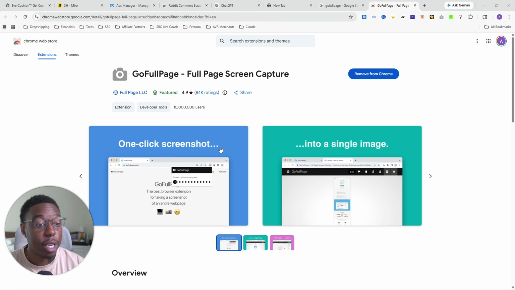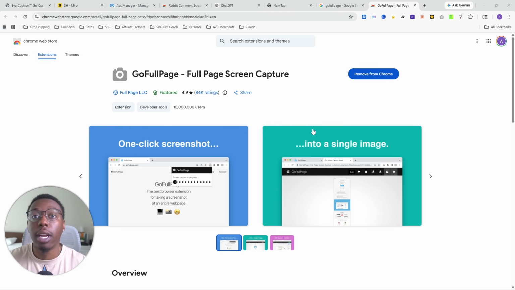The next Chrome extension, and this one's 100% free, is called Go Full Page. We're going to be using this to take screenshots of websites and forums and stuff like that. Unfortunately, right now, Claude's not the best at scraping information from websites due to a lot of websites just having blockers. So it's not really Claude's fault. We're just going to be using basic Claude.